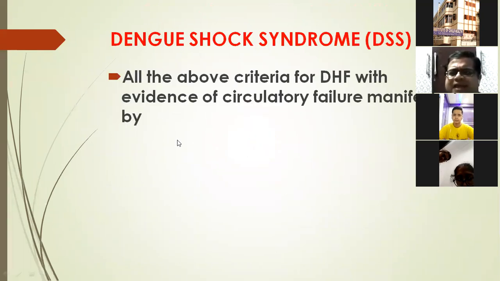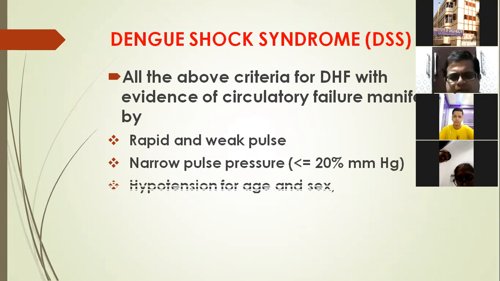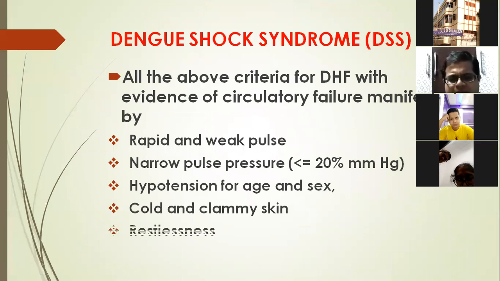So now, what is dengue shock syndrome? To classify the patient as dengue shock syndrome, this patient must firstly fulfill the criteria of dengue hemorrhagic fever, and must be accompanied by rapid or weak pulse, narrow pulse pressure, hypotension for age and sex, cold clammy skin, restlessness. Any one or two or three or four of these.